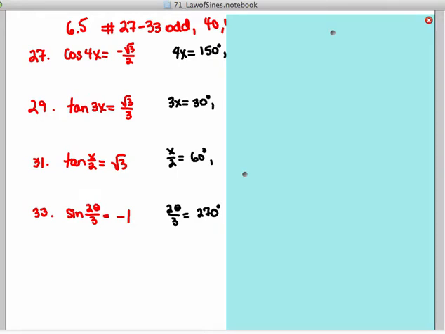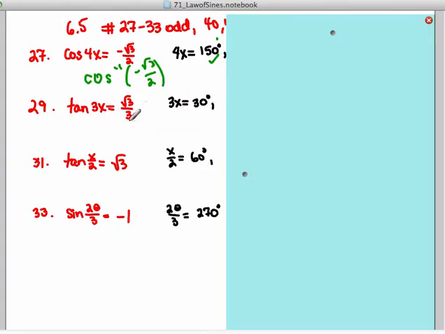Okay, since I'm going to be out of town, I wanted to go over some of these homework problems with you. So the first thing I want you to take a look at, numbers 27, 29, 31, and 33, is to make sure that you got the correct first angle. So, in other words, on this problem, the answer to inverse cosine of negative radical 3 over 2. Did you get the correct angle by saying 150?